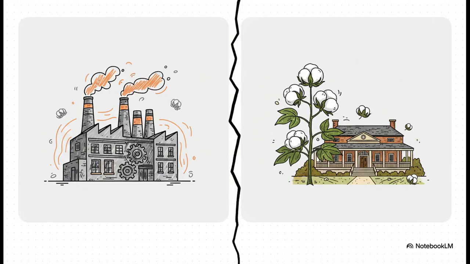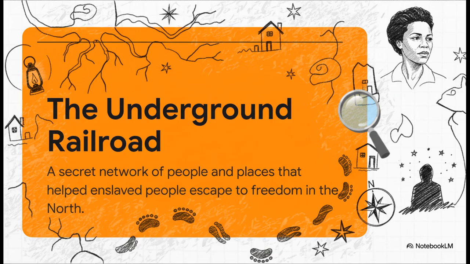The North was building factories, and on a moral level, more and more people believed slavery was just plain wrong. Meanwhile, the South's entire agricultural economy was built on the backs of enslaved people. You basically had two different countries growing inside one. But even in all this darkness, there was just incredible bravery.